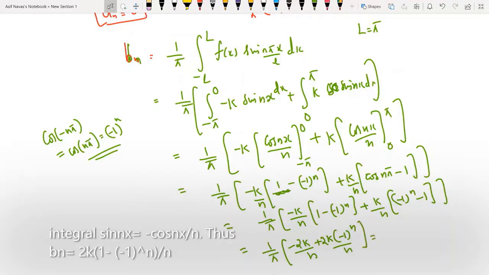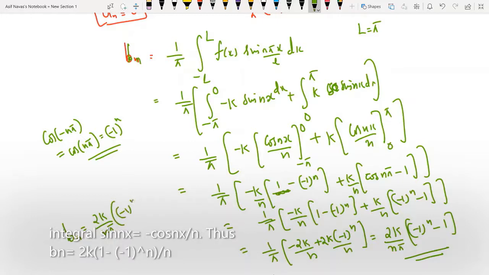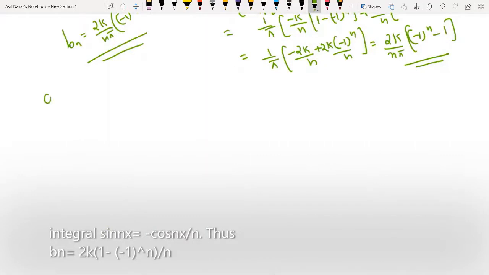So which is equal to, you can take n outside, 2k by n pi into minus 1 power n minus 1. So Bn is equal to 2k by n pi times minus 1 power n minus 1. This we get: A naught is equal to 0, An is equal to 0, and Bn is equal to 2k by n pi times minus 1 power n minus 1.